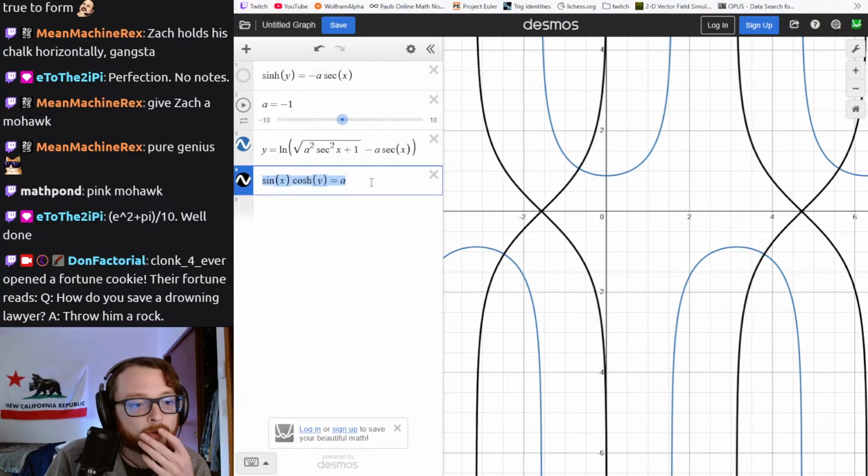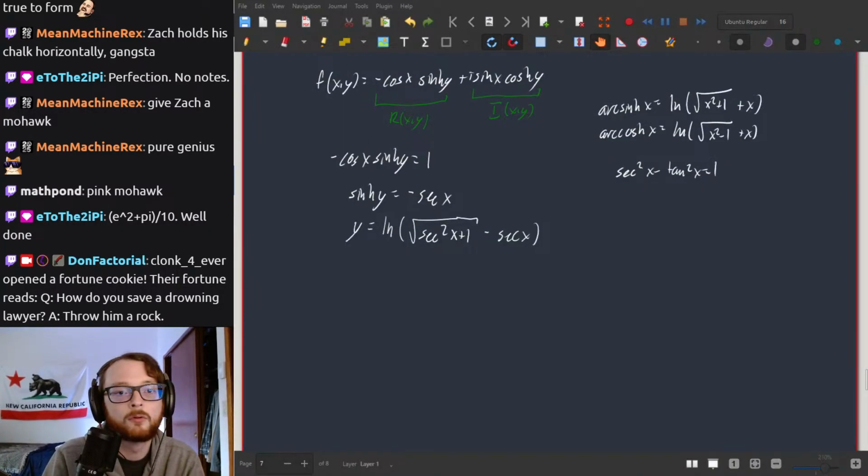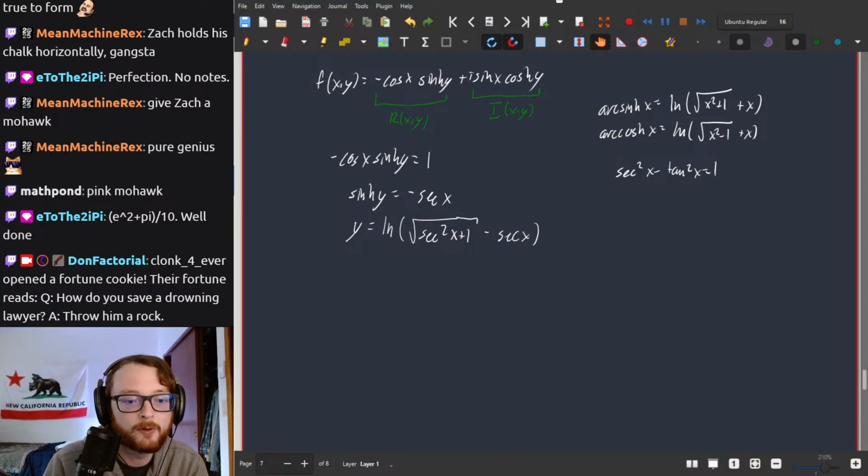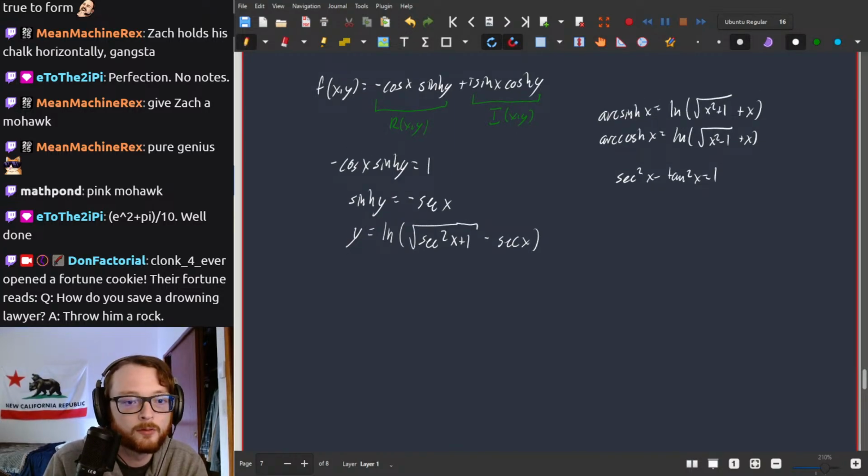Let me work out what this one is so it's not implicit, because I think Desmos is maybe having a hard time with the implicitly defined function a little bit.